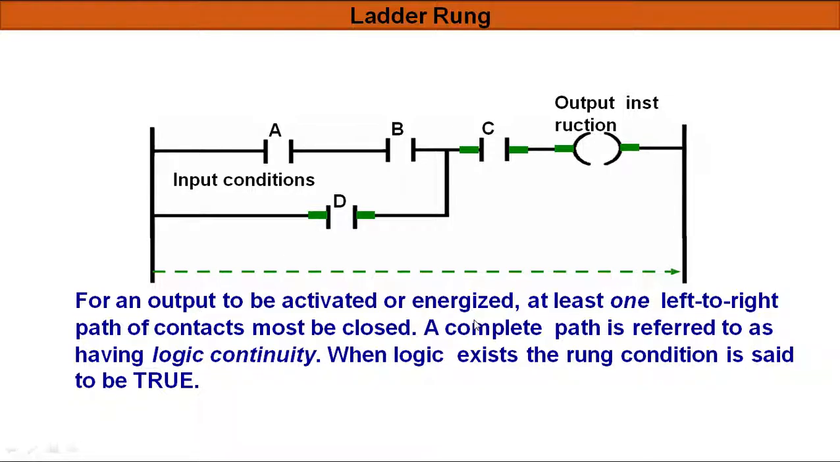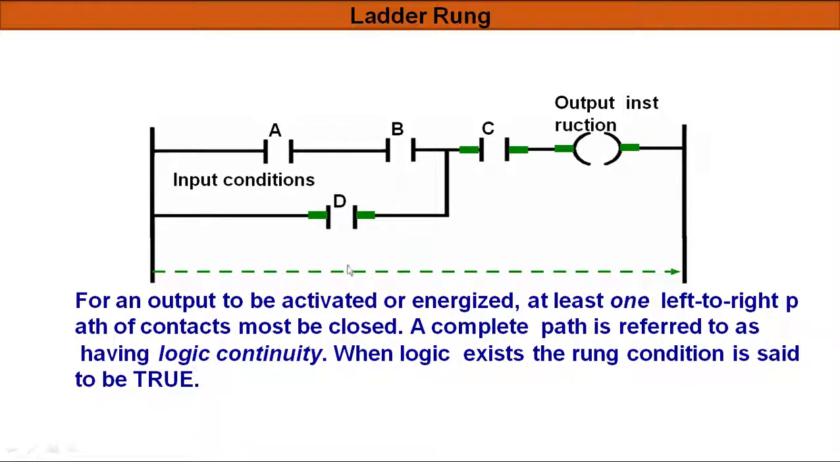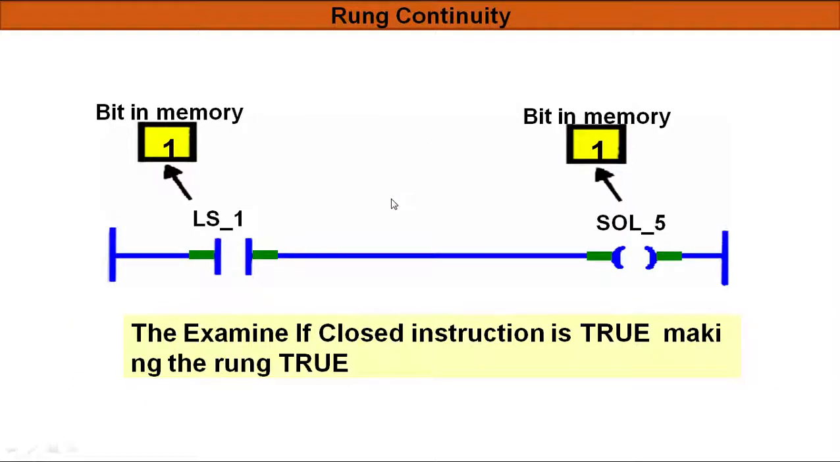For an output to be activated or energized, at least one left to right path of contacts must be closed. A complete path is referred to as having logic continuity. When logic continuity exists, the rung condition is said to be true. Like this, this is rung continuity. The examine if closed instruction is true, making that true, the rung true. This is true, then this is true.